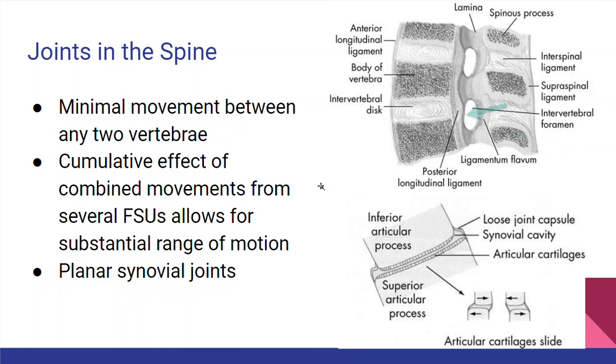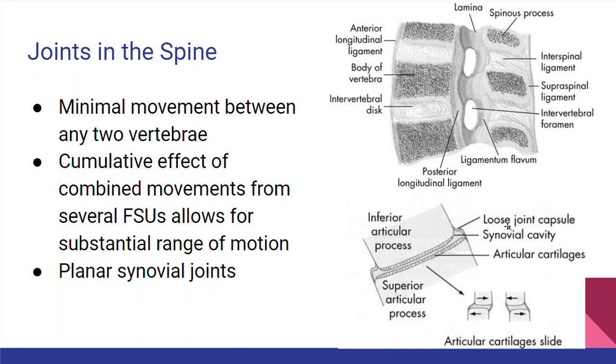All right, so these have minimal movement between them, but the cumulative effect of all the vertebrae stacked on top of another gives us the full range of motion of our cervical, thoracic, and lumbar spine. So it allows us to flex or bend over to pick something up, do lateral bend to the right and the left, extend, rotate right, rotate left.